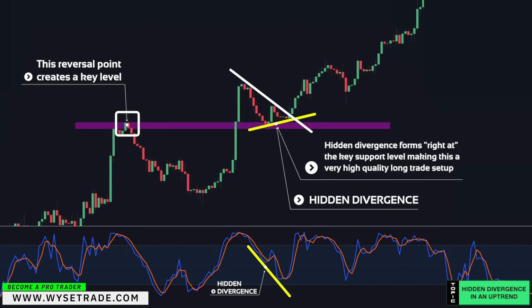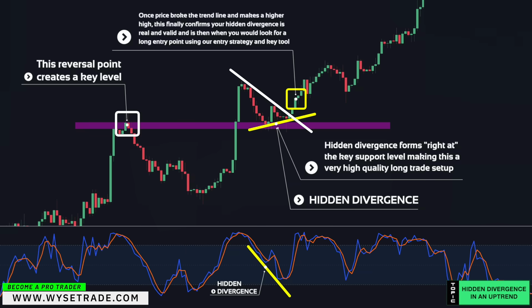Trendline placed above, and once price broke the trendline and makes a higher high, this confirms your hidden divergence is real and valid, and is then when you would look for a long entry point using our entry strategy and key tool.